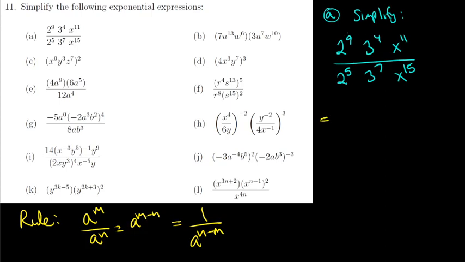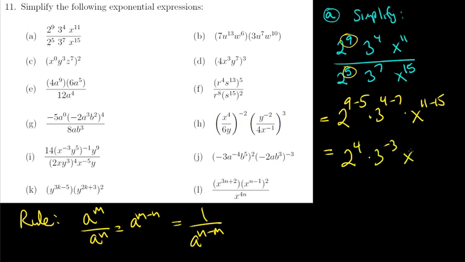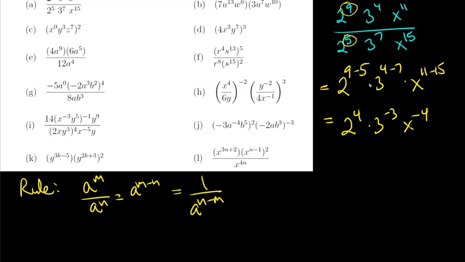All right, so we just subtract 9 minus 5. And likewise, for the power of 3, we can subtract the 4 minus 7. And for the x, we can subtract the 11 minus 15. But since those are going to be negative, we can make them a positive exponent by just bringing them downstairs. So 2 to the 4th on top, 3 to the 3 on the bottom, and then times x to the positive 4, right?